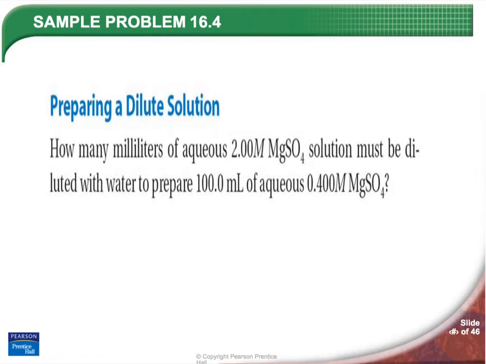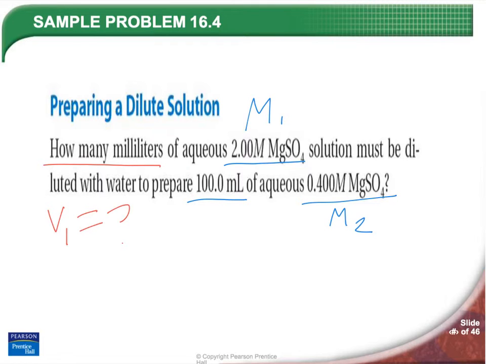So when we look at this, the very first thing I see is how many milliliters. Milliliters is a volume, and that's of the original solution, the concentrated one. So that's telling me right now that I don't know what V1 is. I also see here's a molarity, and this is my M1 because that's the more concentrated one. This one is less concentrated, it's a smaller number, so this is M2. And I need 100 mL of this less concentrated one, so this must be volume 2.